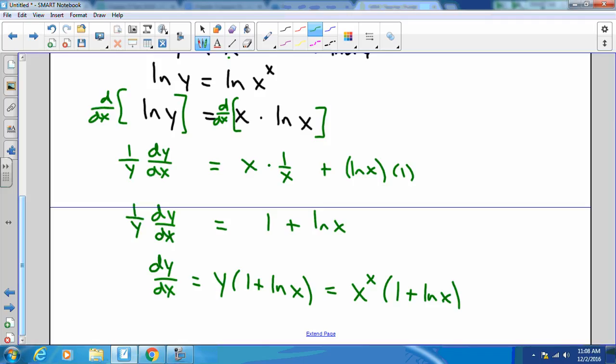Sean, question. Actually, when you move 1 over y to the other side, how did you get that? Oh, you mean when I multiply both sides by y? Yes. Oh, because y equals x to the x. Okay, cool. Exactly.